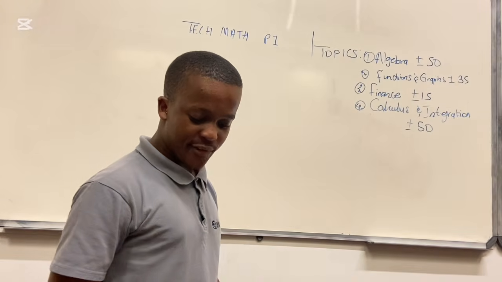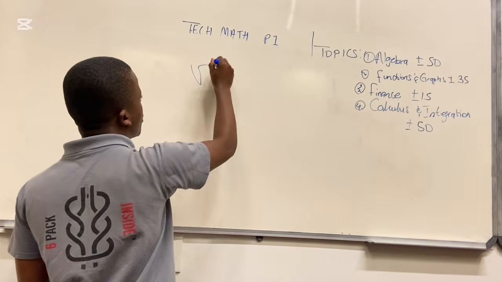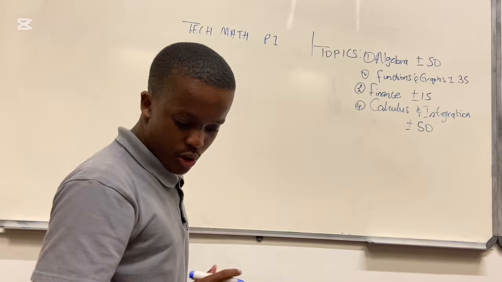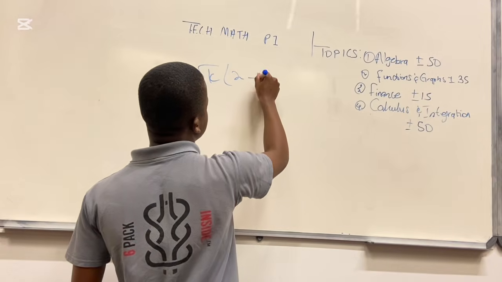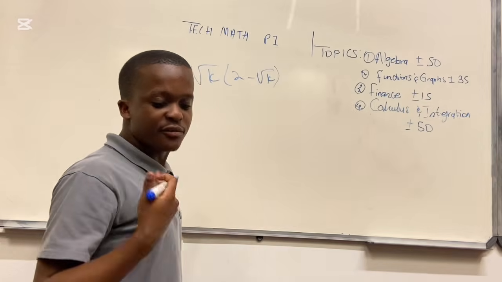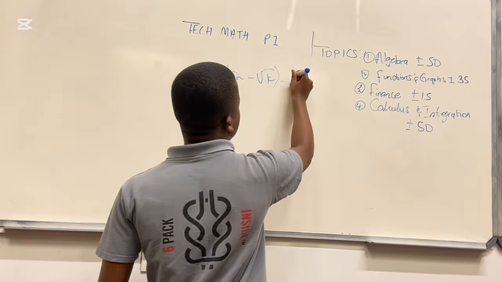Let's say we are given square root of k, times 2 minus square root of k, minus 4. I'm not going to deal with all those questions, but you have to know the properties.